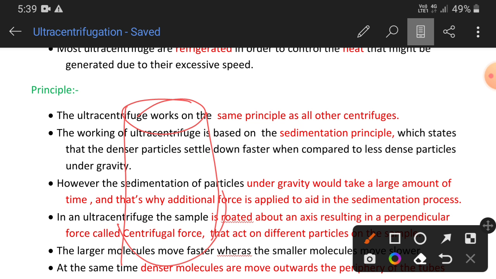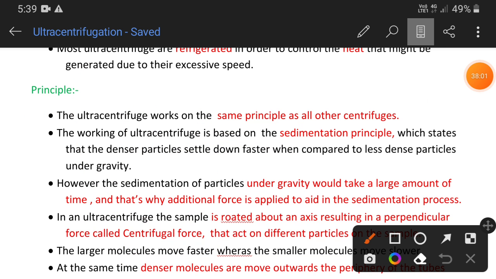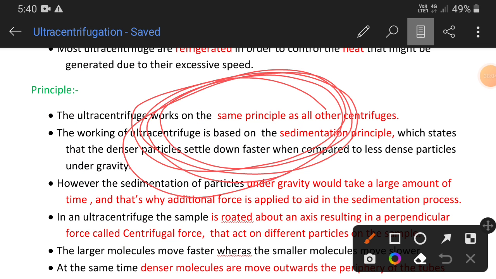So we have to spin the tube at a very high rate or at a very high rpm, so that this high centrifugal force will be generated, that I can say in that kind of situation as ultracentrifugal force. This ultracentrifugal force will help gravitational force to sediment those kind of particles. So here the particles inside the tube are rotating about an axis, which results in the generation of a perpendicular force, that is called centrifugal force.